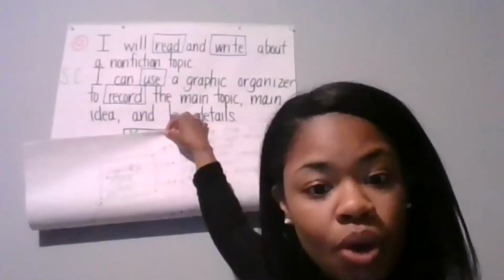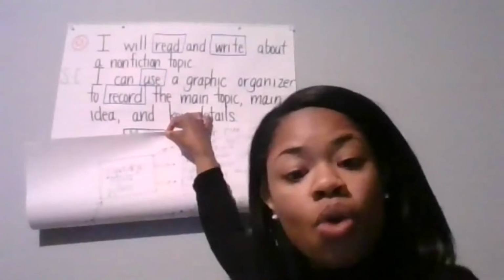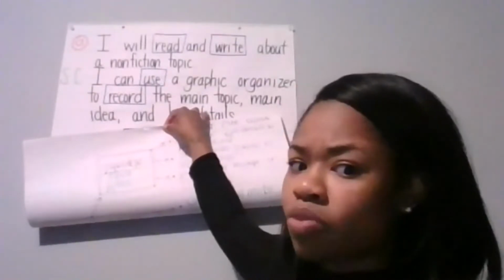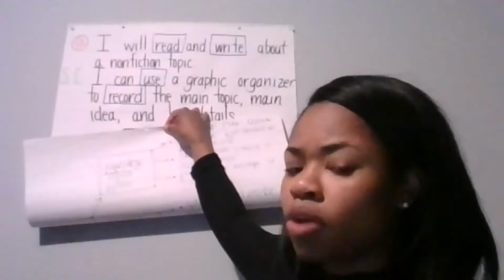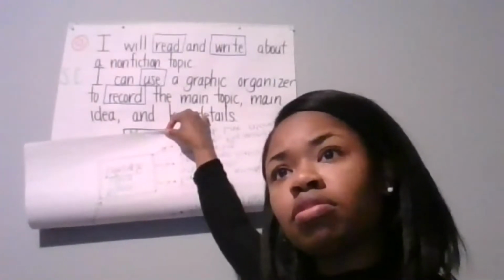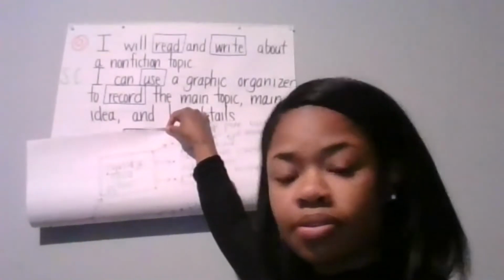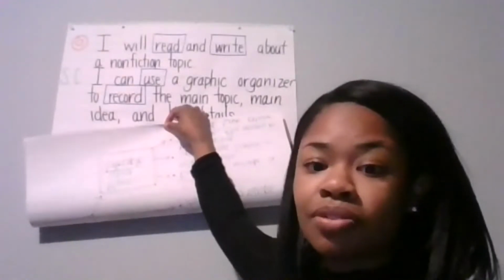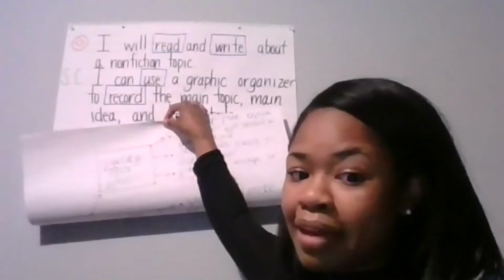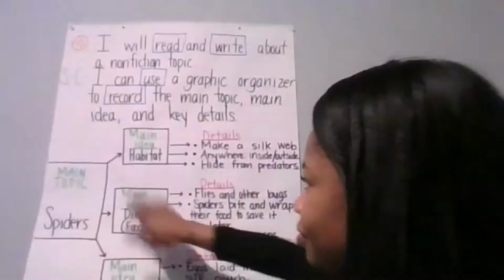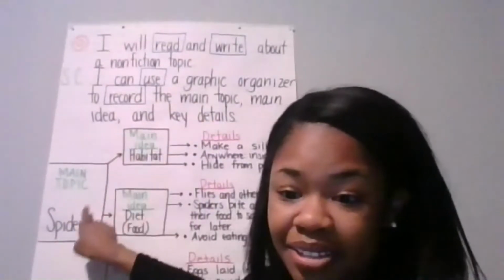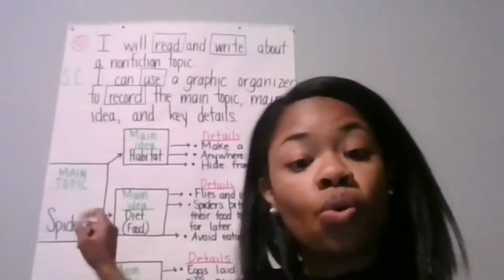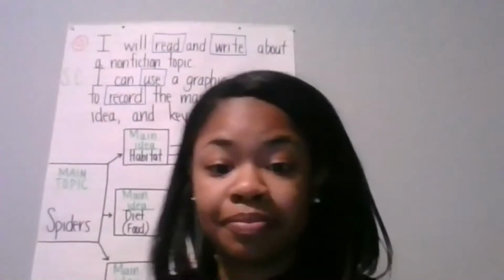Who remembers what is our main topic? What was that book talking all about? Were we talking about rhinoceros? Were we talking about polar bears? Were we talking about ants? I must be getting closer. We were talking about spiders. Now, here's our main topic, and you'll have that on your graphic organizer too, or you can put it on a scrap piece of paper.